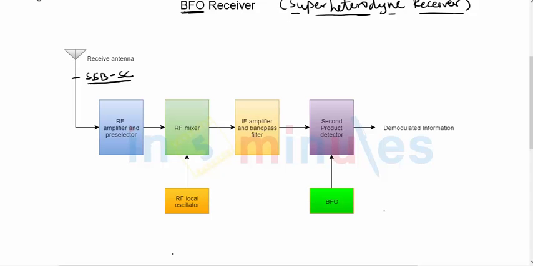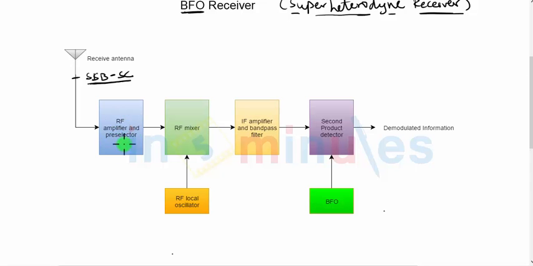You can see that we first have RF amplifier and pre-selector. If you remember, pre-selector is nothing but a bandpass filter in the form of tank circuit. It will only allow the signal coming from the desired station to enter into the receiver. It will have a variable capacitance. If you vary the capacitance, then you are tuning the receiver to a new radio station, and it will now receive the signal coming from the new radio station, and so on.